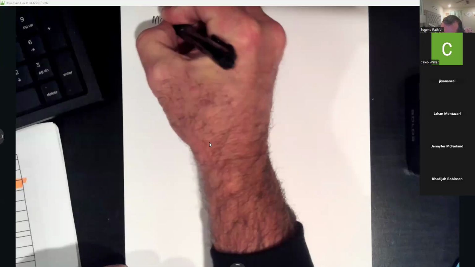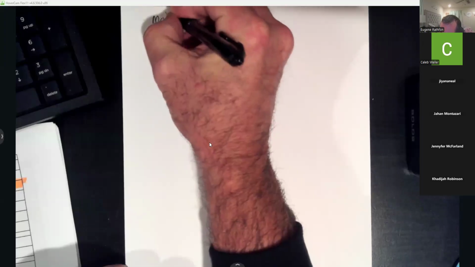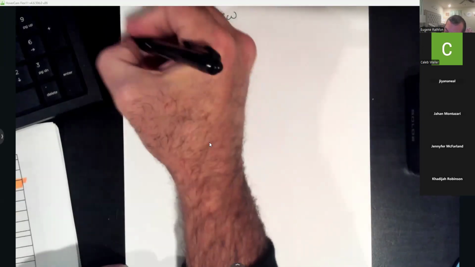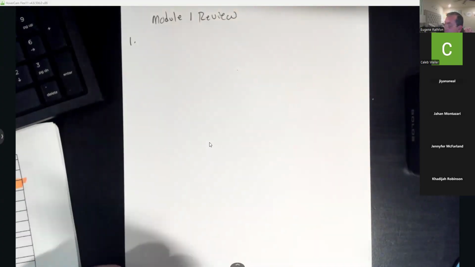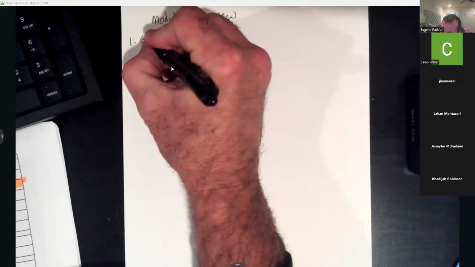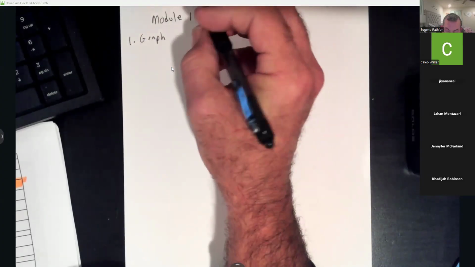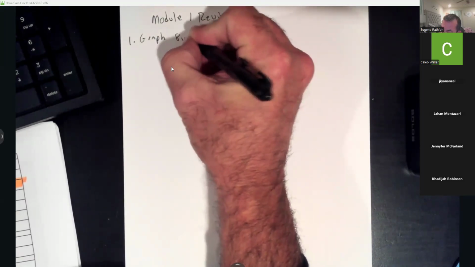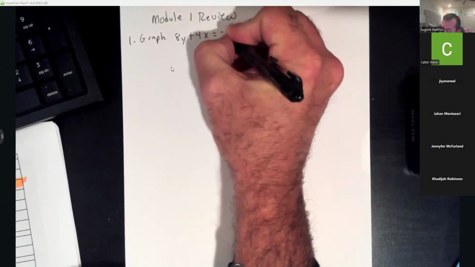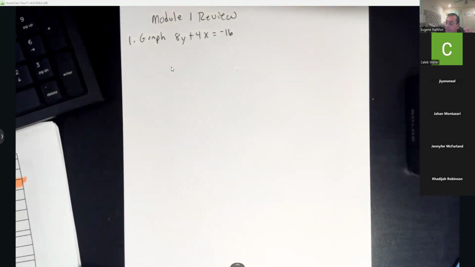All right, y'all. So Module 1 review. All right, so my first problem, and I'll pull up the chat so y'all can answer also. First one, they want me to graph 8y plus 4x equals negative 16.